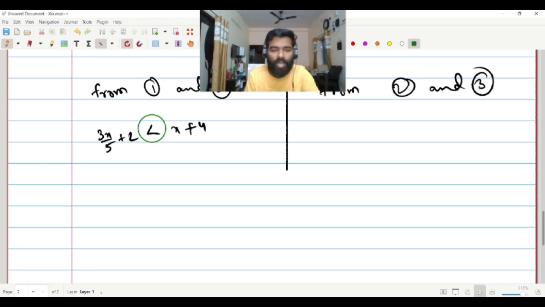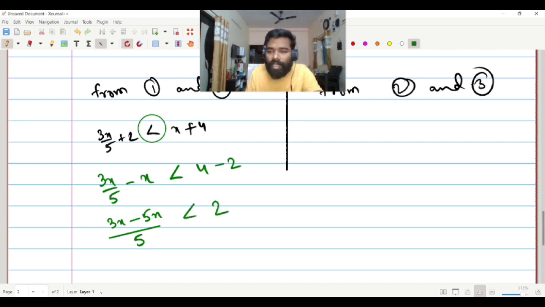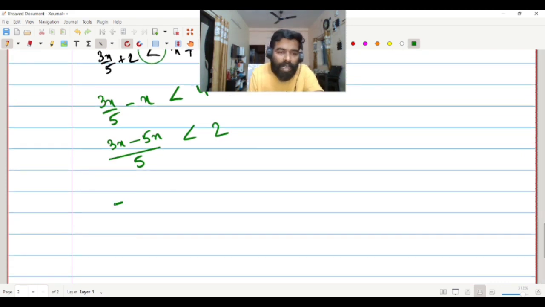So whatever we used to do, the same. That is 3x by 5. I'll bring this x to the left side, and I'll take the 2 to the other side, that is the right hand side. So here we'll take LCM, we get 5 as LCM. So 3x minus 5x is less than 2, and upstairs we get 3x minus 5x, that is minus 2x by 5, less than 2. One thing we can cancel is the numbers, but we cannot remove the minus sign. Okay, we'll come to it.